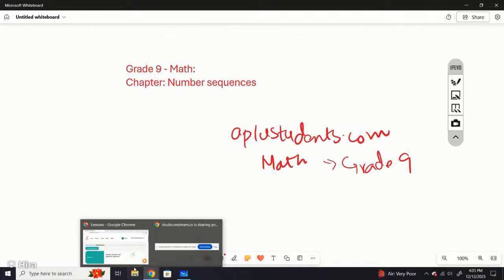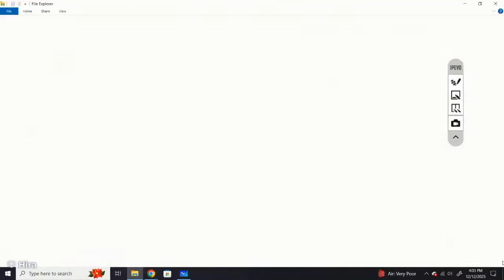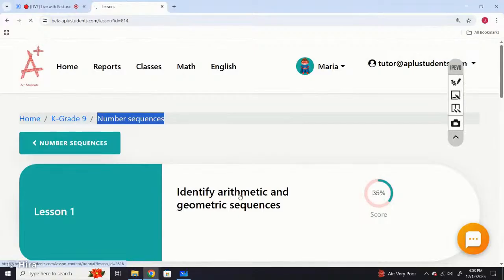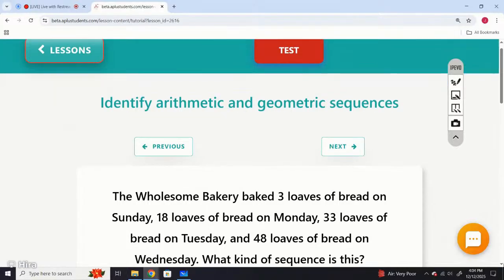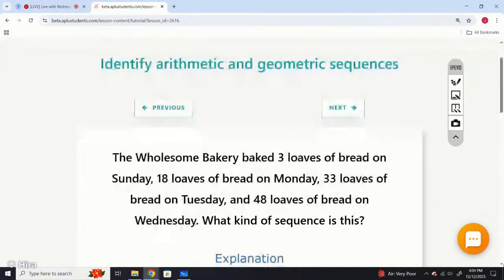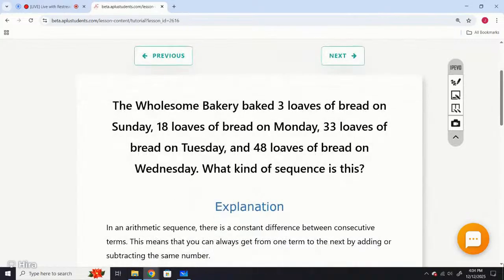Here I'm on grade 9 math. We're going to start with the chapter number sequences. Let's just start with the first lesson. The Wholesome Bakery baked 3 loaves of bread on Sunday, 18 loaves on Monday, 33 loaves on Tuesday, and 48 loaves on Wednesday. What kind of sequence is this?